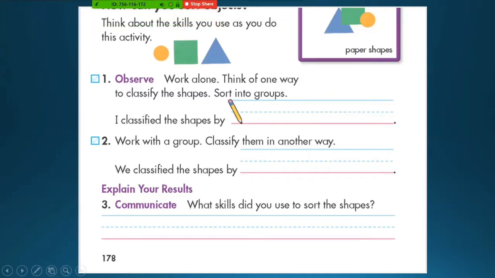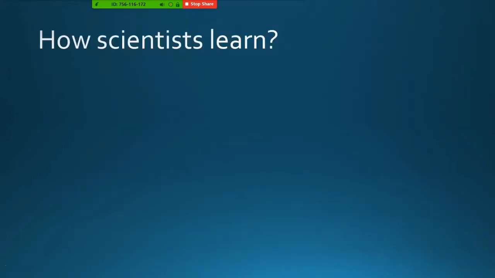Clear? Okay. Here, what skills do you use to sort the objects? First, we observe, right? I observe, then what? Then classify, okay? And we can add communicate, right? Communicate means we work together with a group. Clear? Okay.